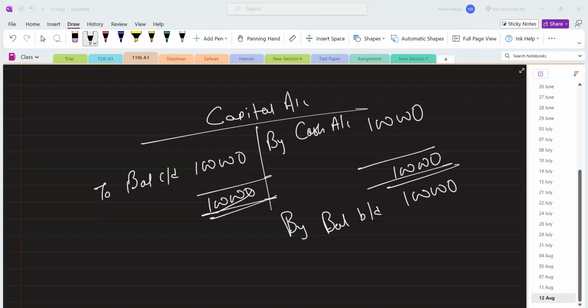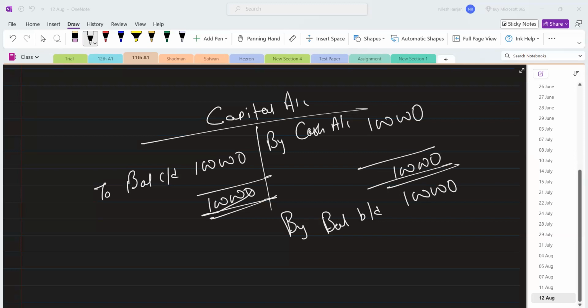Yes, it's on April 20, cash account debit, discount allowed account debit to Gopal account. The cash account debit amount is 3,950 and the discount allowed account debit amount is 50, so in total Gopal's account is 4,000.